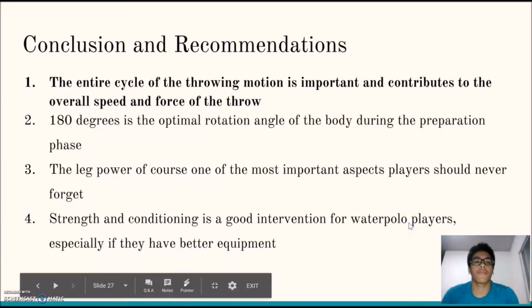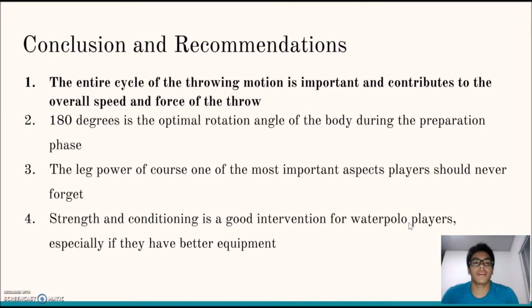So for conclusion and recommendations, number one is the entire cycle of the throwing motion is important and it contributes to the overall speed and force of the throw. What coaches, skills coaches, and strength and conditioning coaches can do is segment their training program based on the different phases of the water polo shot, not just one general shot motion, since the different phases actually use different muscle groups, so you can adjust your training program in accordance to each phase of the shot. So, segmentation.